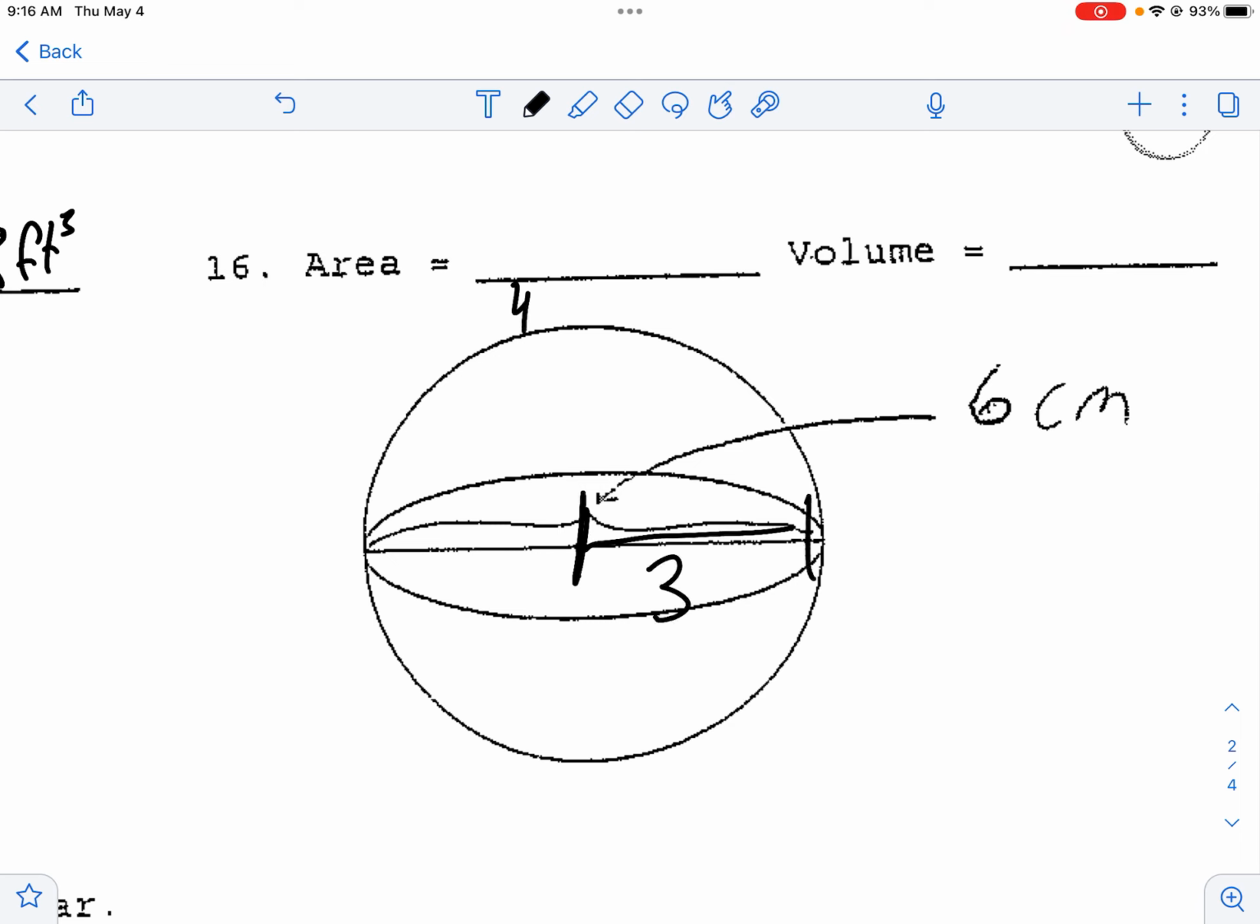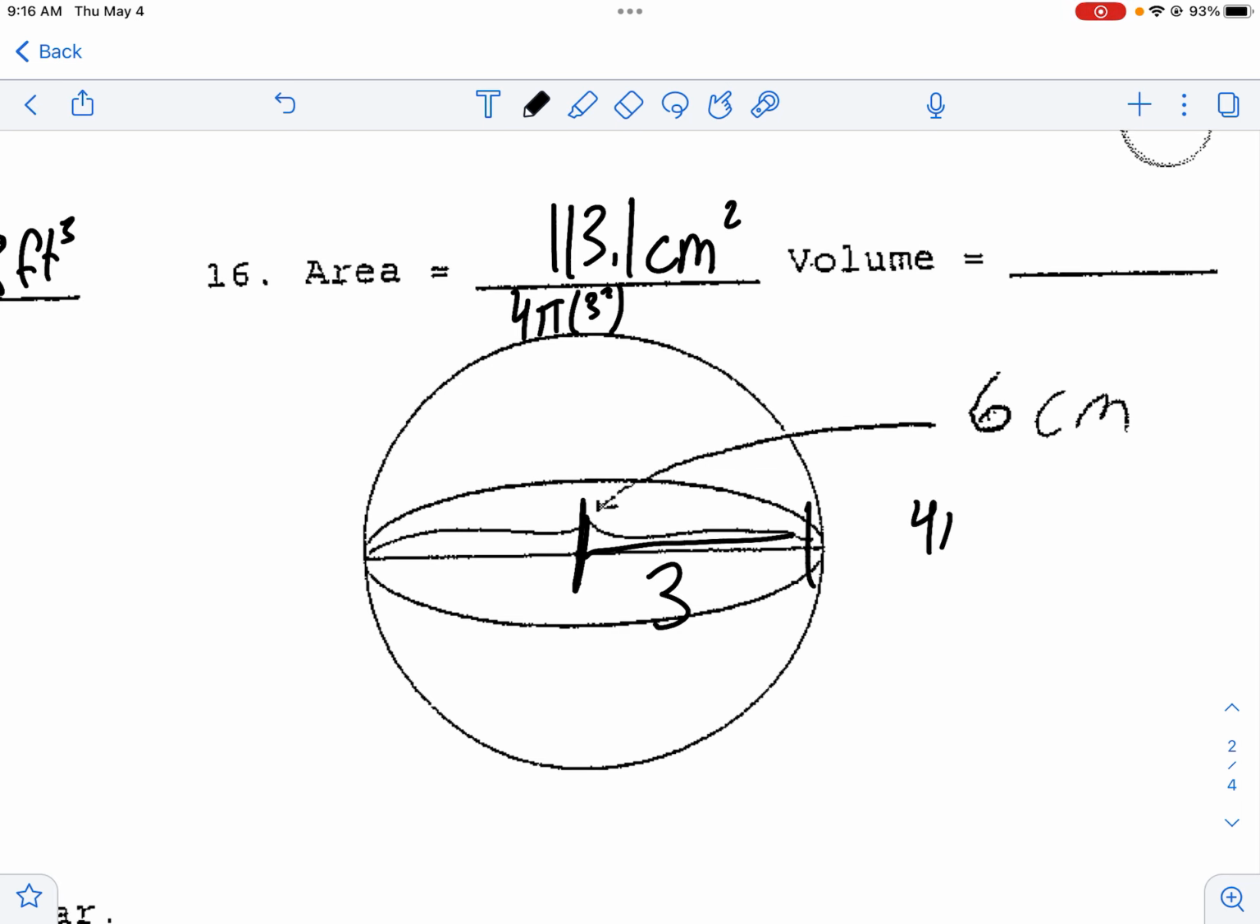For this one, remember looking for that radius, which is going to be 3 here. So 4 pi r squared will take us to that. So 4 times pi times 9, which is 3 squared, gives you 113.1 centimeters squared rounded. The volume would be 4 pi, radius is 3 cubed, over 3. 4 times pi times 27, divide that number by 3, and you get 113.1 centimeters cubed. Interesting fun fact: a sphere with radius 3 has the same volume and surface area.